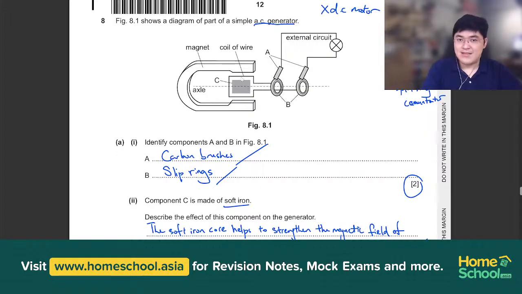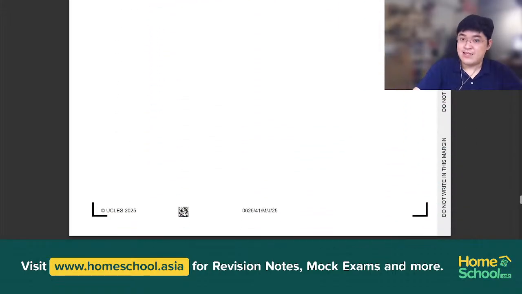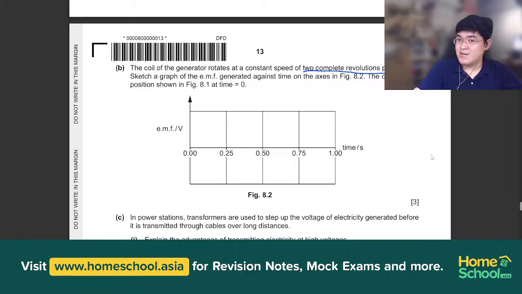As you can see, the magnetic field is moving like this. They didn't say if it's north or south, but the magnetic field is directly pointing downwards. So when you spin this coil, the coil cuts directly into the magnetic field at a 90-degree angle. So at this point, when t equals 0, the EMF generated is maximum. Do take note, EMF at t equals 0 is maximum.